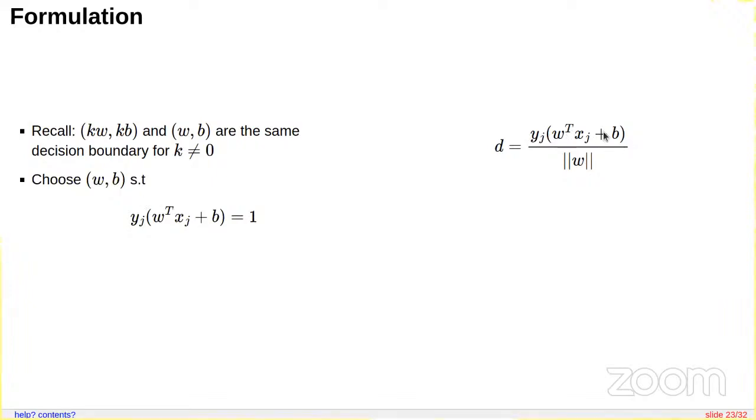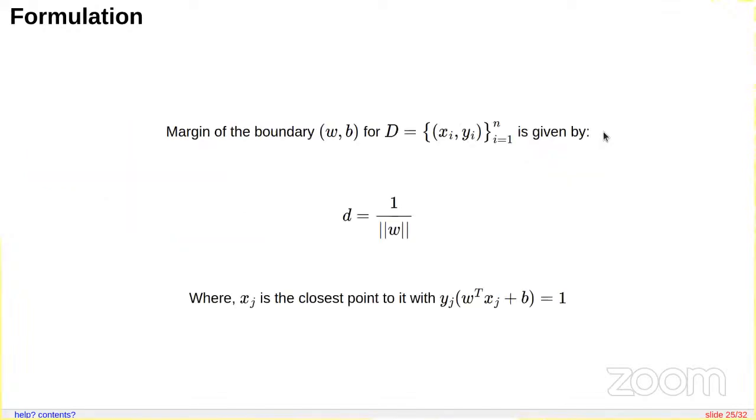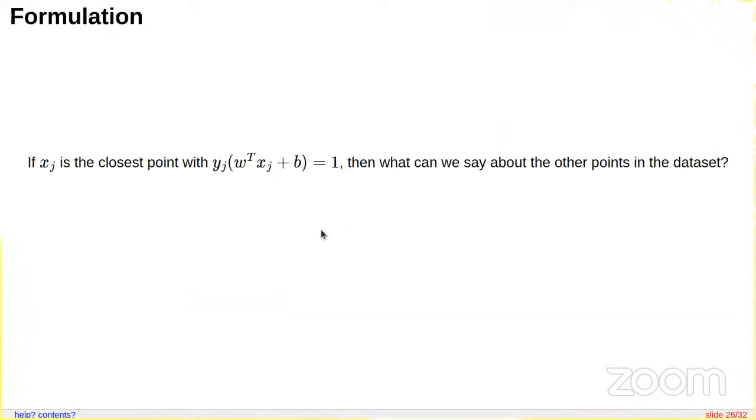The numerator of this expression will then be 1. So the margin will become 1 by norm W. Okay, so the margin of the boundary is 1 by norm W. This is what you have to remember.